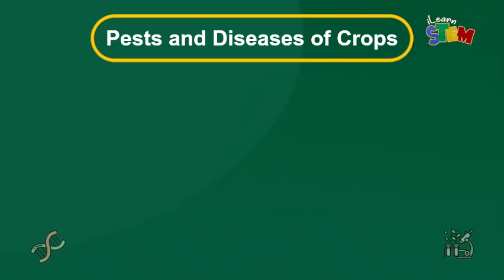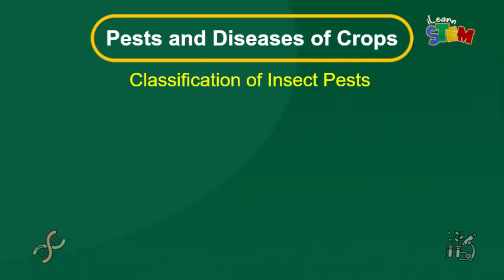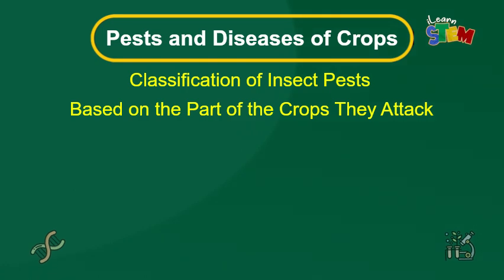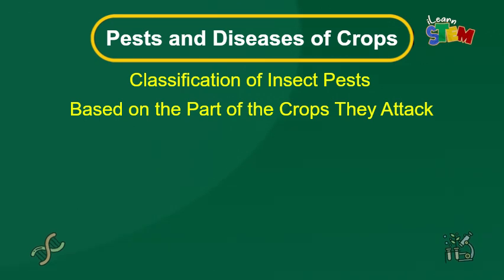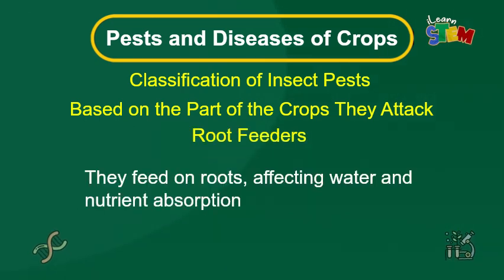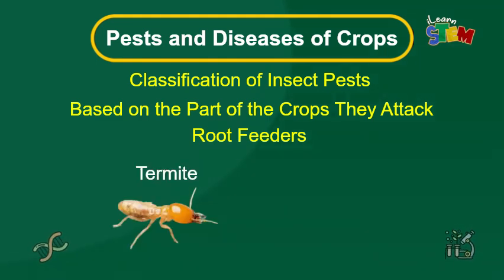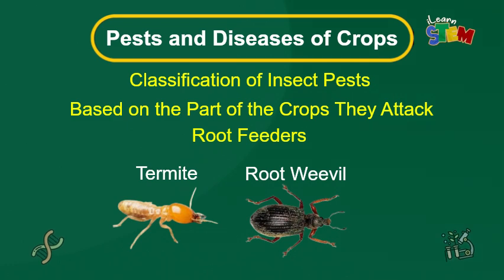Let's look at how insect pests are classified based on the part of crops they attack and their feeding mode. Let's see the classification based on the part of the crops they attack. 1. Stem borers. These pests bore into plant stems and disrupt nutrient transport. An example is sugarcane borer. 2. Root feeders. They feed on roots, affecting water and nutrient absorption. Examples are termites, root weevils, and others.